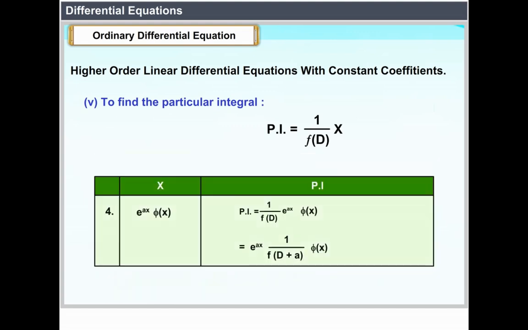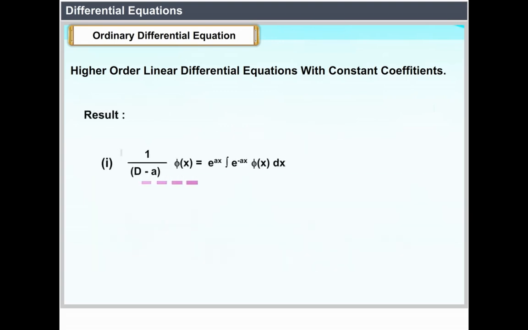Serial number 4: e^(ax) times a function V(x) stands for X. PI = 1/f(D) e^(ax) V(x) = e^(ax) times 1/f(D + a) V(x). Results. Subdivision 1: 1/(D - a) V(x) = e^(ax) times the integral of e^(-ax) V(x) dx. Subdivision 2: 1/(D + a) V(x) = e^(-ax) times the integral of e^(ax) V(x) dx.